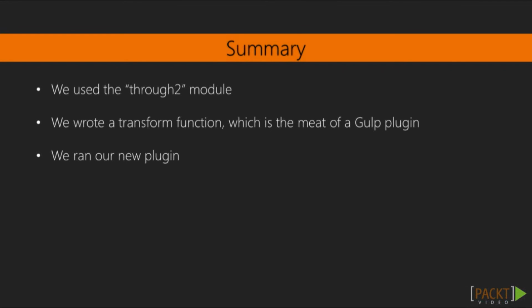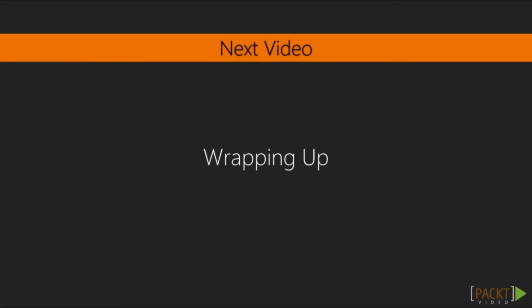So we used a module called through2 to write a Gulp plugin. Our plugin was mostly a transform function where we needed to handle a few different use cases, since the file might be null, a stream, or a buffer. Running our new plugin from a Gulp file showed that it actually worked. We're almost done with this course, so in the next video, we'll just be wrapping up and sending you on your way with all these new things you've learned.